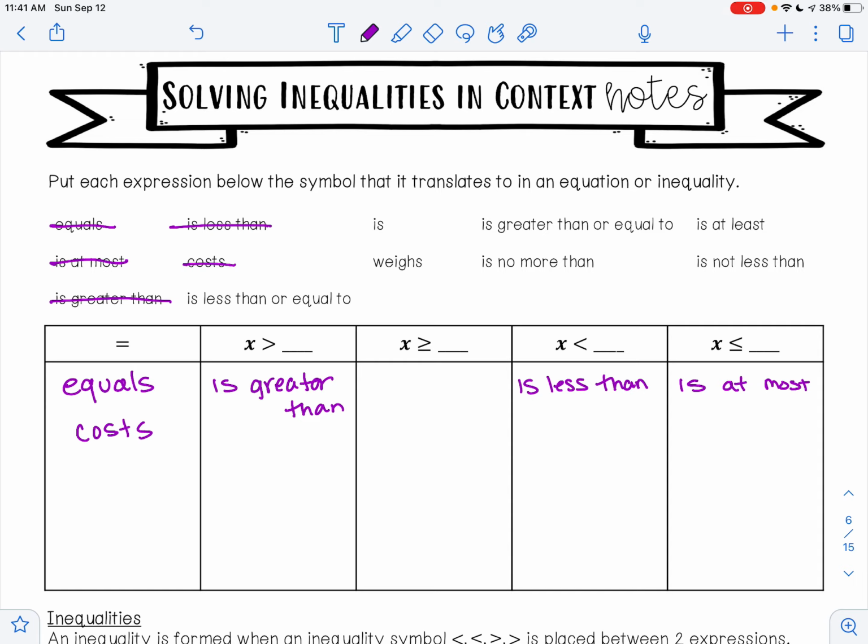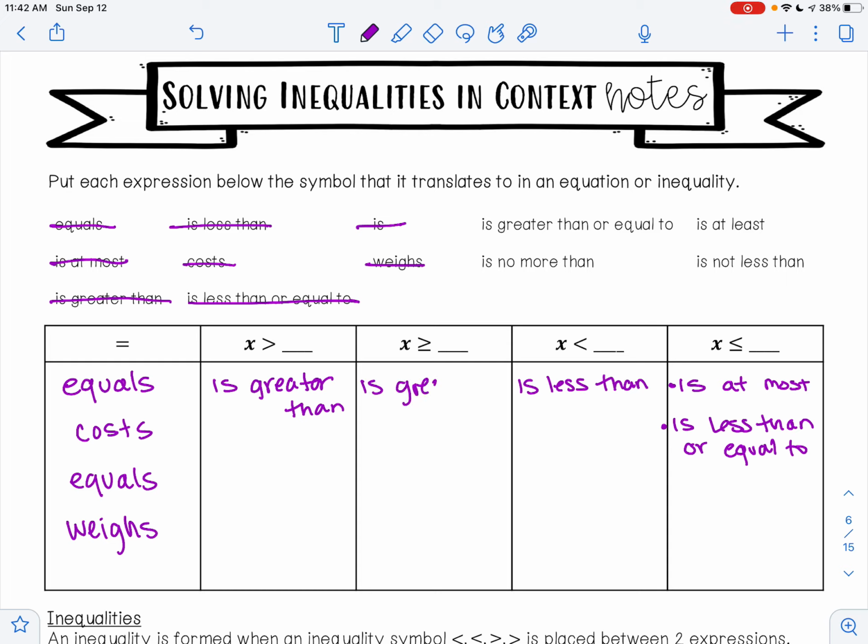Is less than or equal to would be under the less than or equal to symbol. If a problem just says is, like the sum is 15, then that means equals. Same thing for weighs. If something weighs 6 pounds, then it equals 6 pounds. Is greater than or equal to would go under the greater than or equal to symbol.